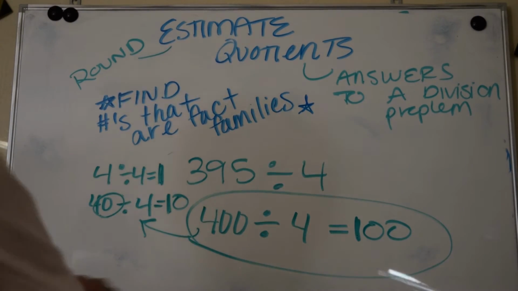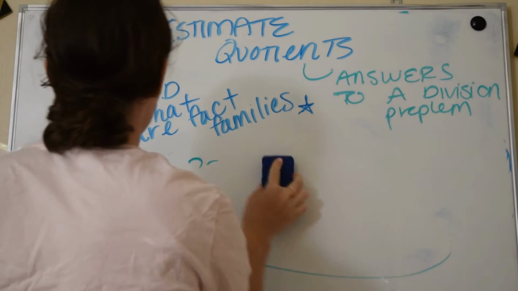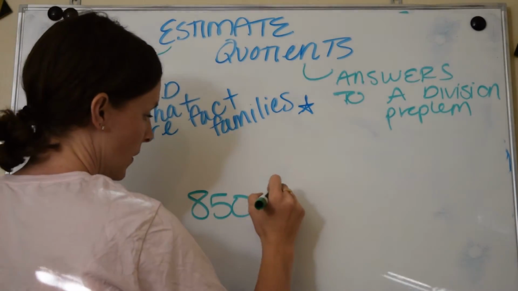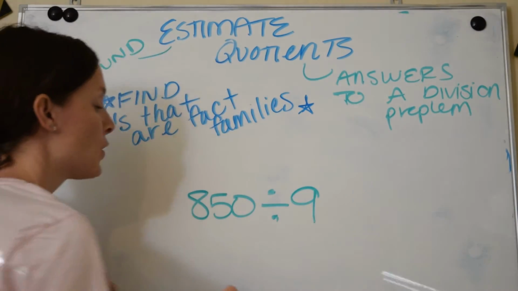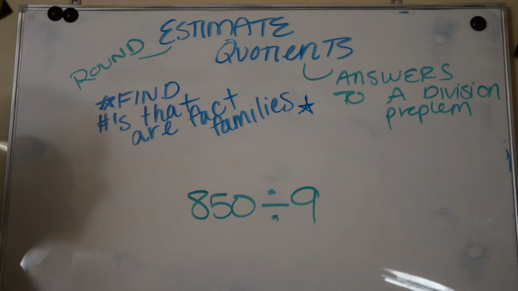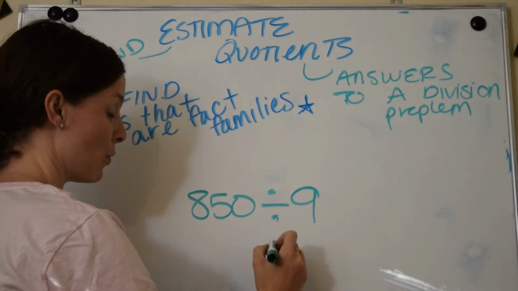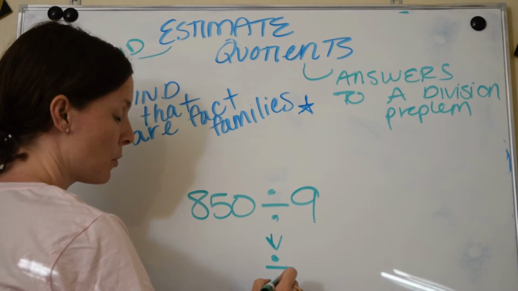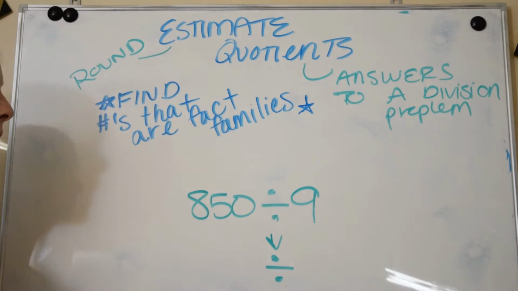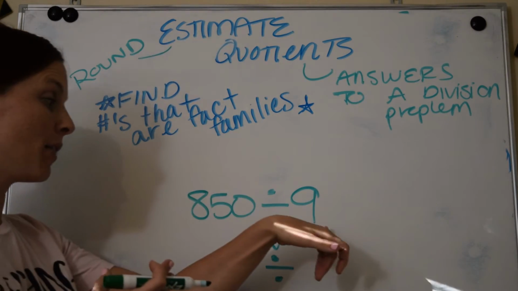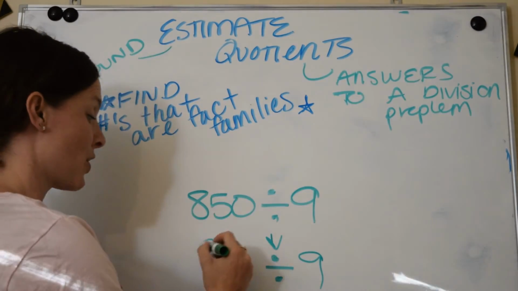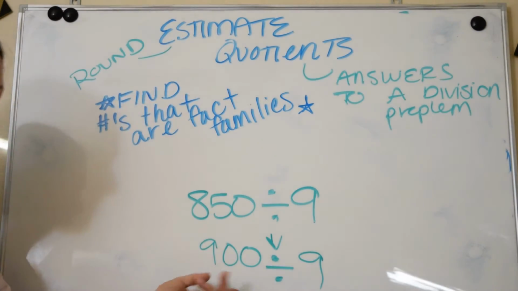Let's do 850 divided by 9. Okay, so always work with the bigger number first because we might be able to keep that 9, and hopefully you can see that that is what we're going to do. So keep the division sign, we're still dividing. 850. Can 850 round to a power of 10 number that would work with 9? What if I rounded 850 up to 900?